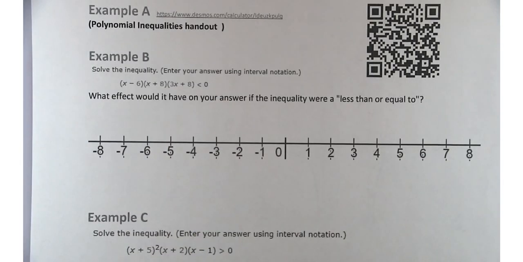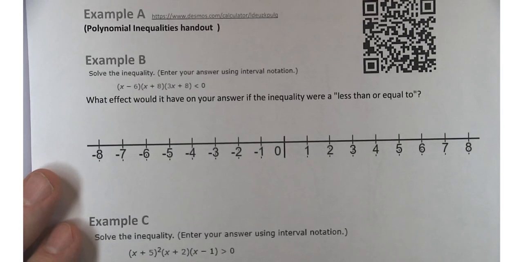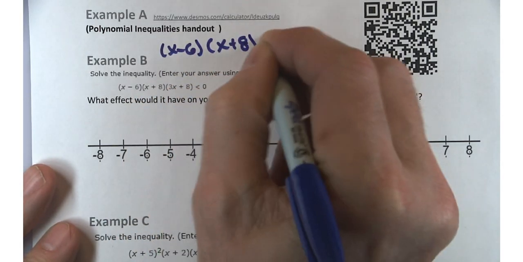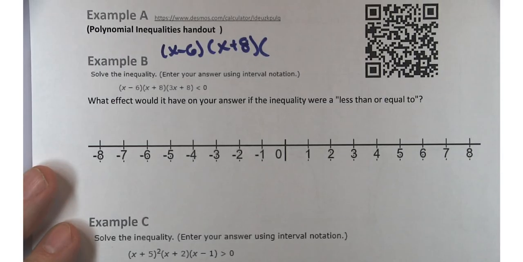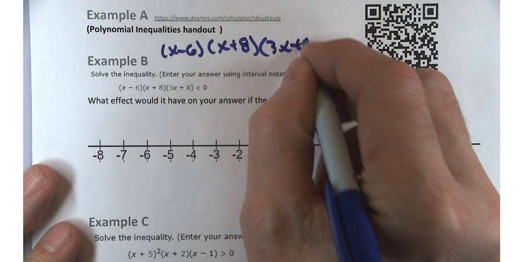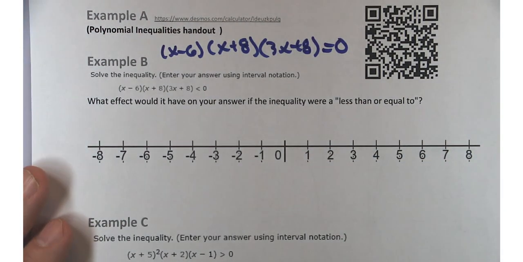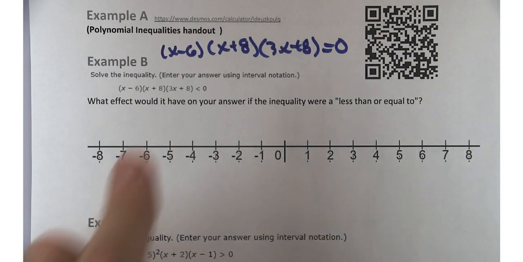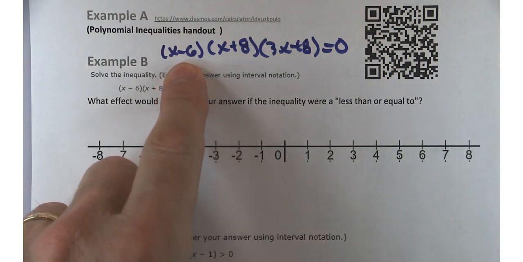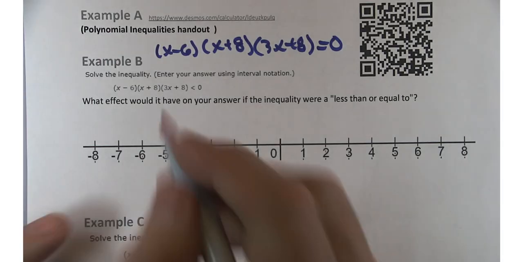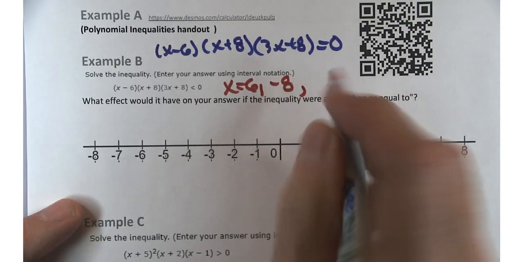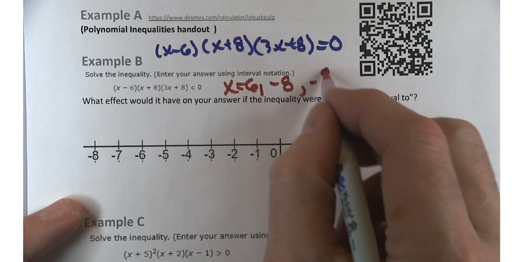So the first thing I'm going to do is figure out where it actually equals 0. Where could it cross the x-axis? So I've got to solve x minus 6 times x plus 8 times 3x plus 8 and set that equal to 0. Now a couple of these should be pretty evident. For instance, where does this first term equal 0? All right, so x equals 6, negative 8, and negative 8 over 3.